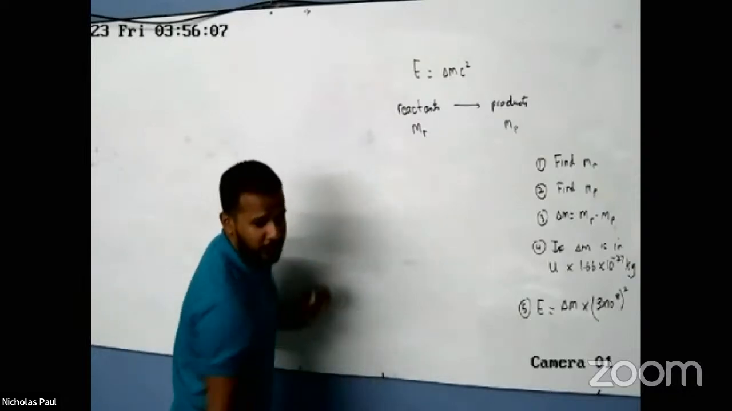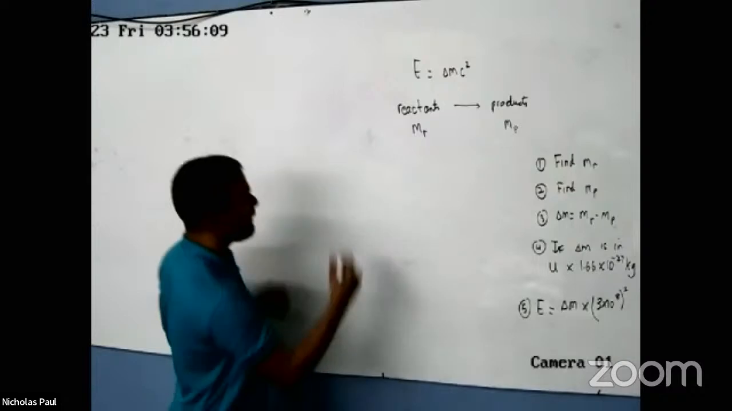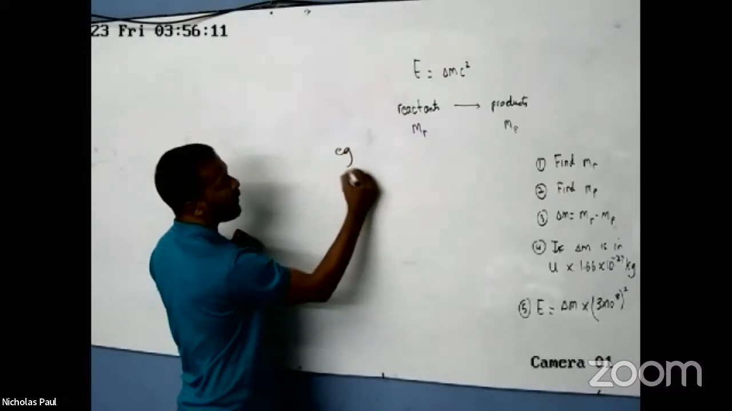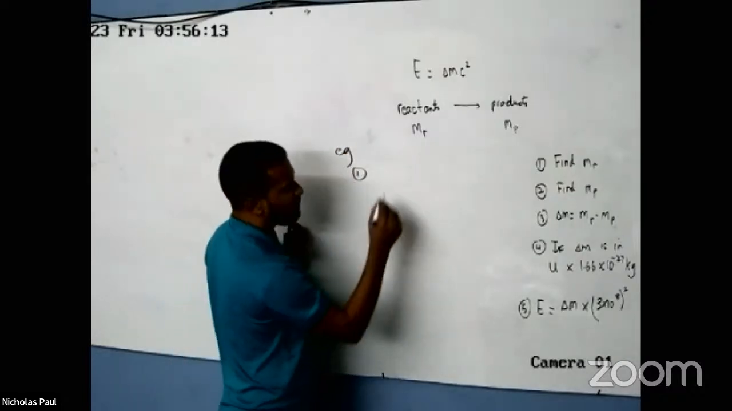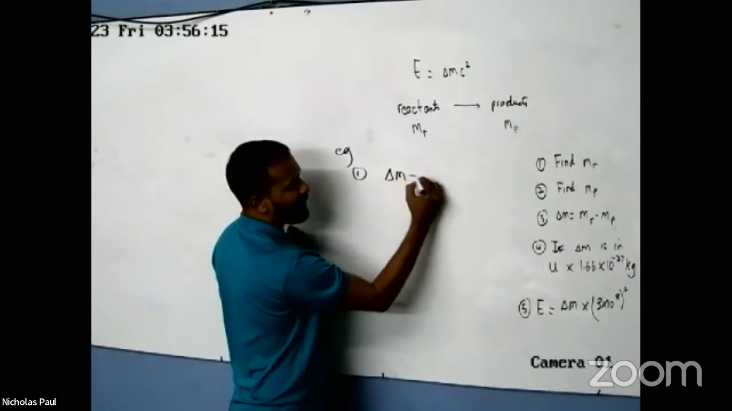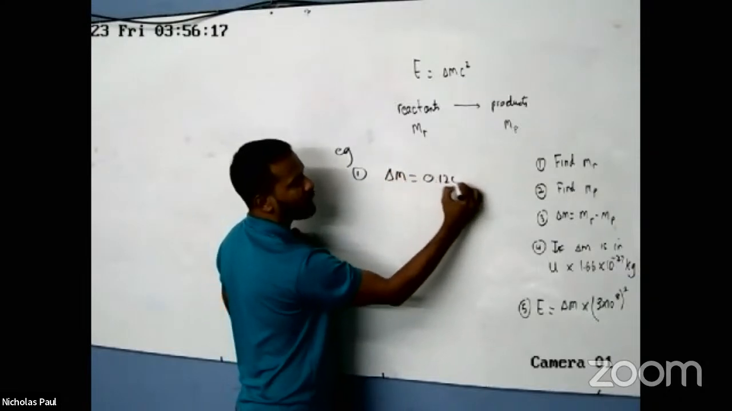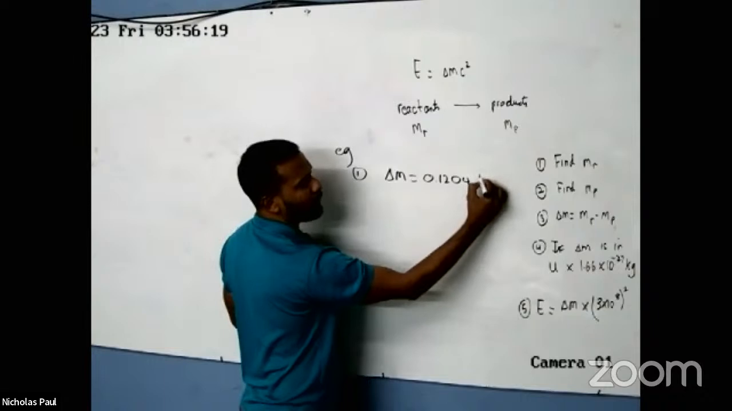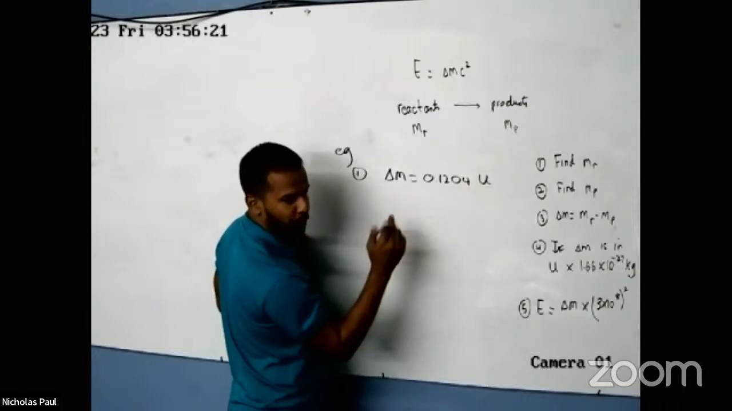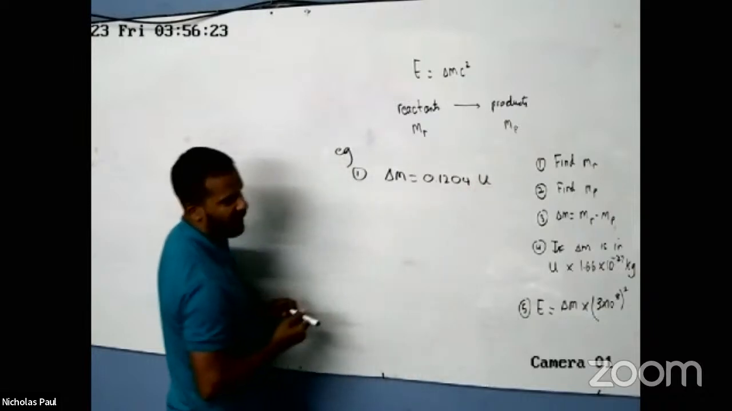Right. So before we go into our full question, here's what number one is. I am giving it a change in mass, and I'm telling you that the change in mass is 0.1204 U. Use the exact values all the time.